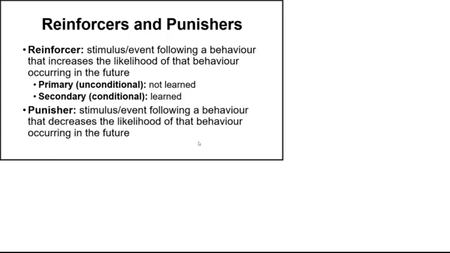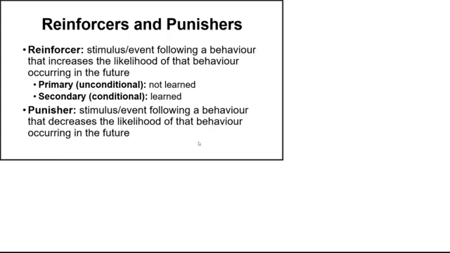But we can also have secondary or conditioned reinforcers. These are reinforcers that on their own don't mean anything, but we can learn to associate them with something. So the best example of a secondary reinforcer is money. Money on its own, the pieces of paper with numbers printed on them, doesn't mean anything. But you learn that you can use money to buy things. So you can use money to go get food. So it becomes reinforcing because of what you've learned about it.